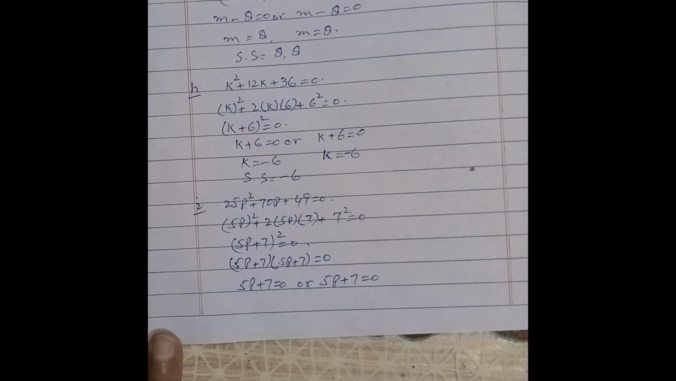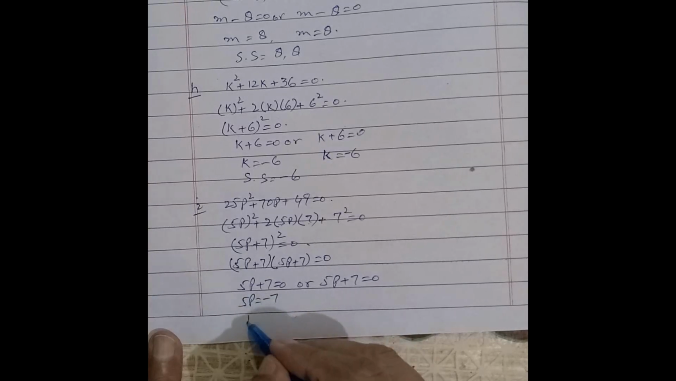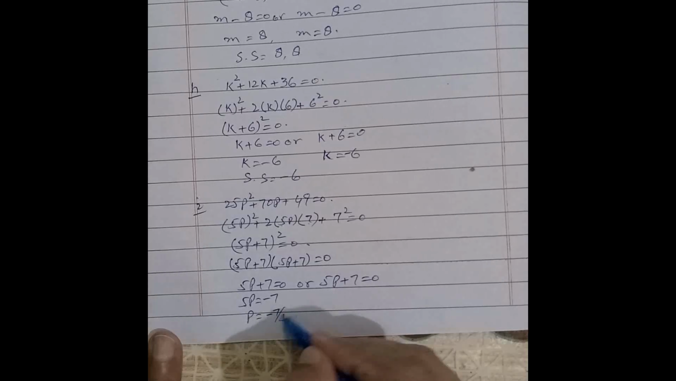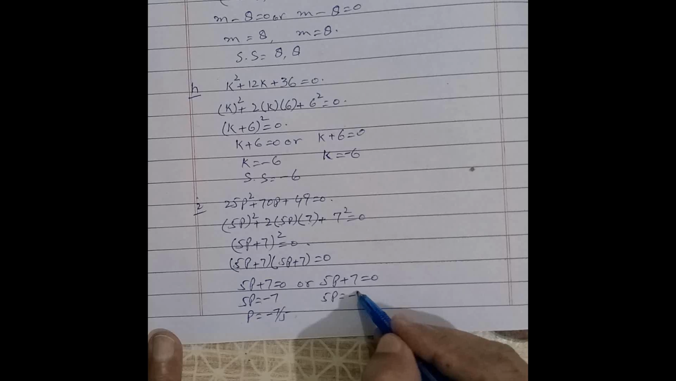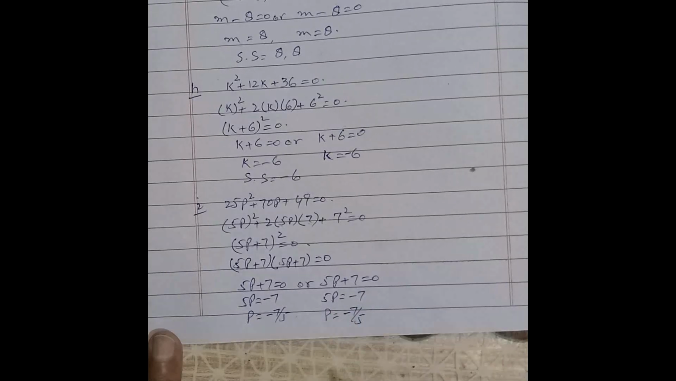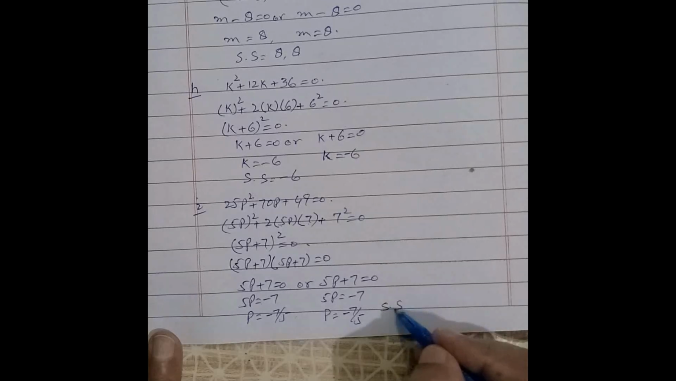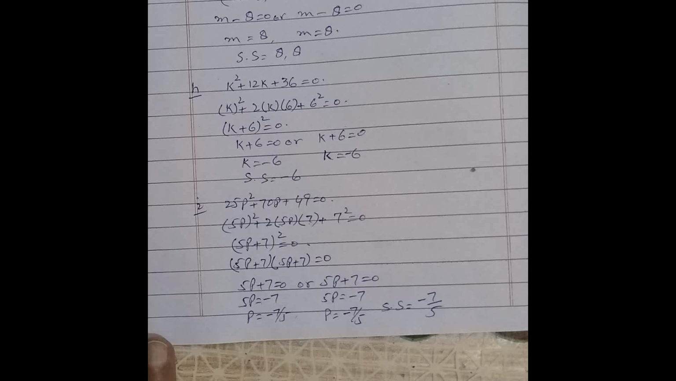And we find the both values of p. 5p is equal to minus 7 and p is minus 7 over 5. And the other value is 5p is equal to minus 7 and p is minus 7 over 5. Hence the solution set is minus 7 over 5. And it is the i part of question 3.